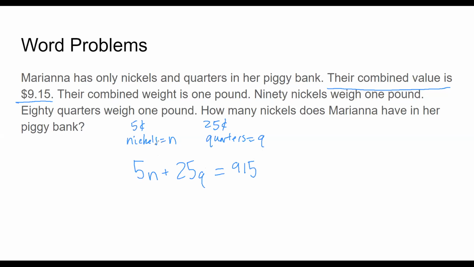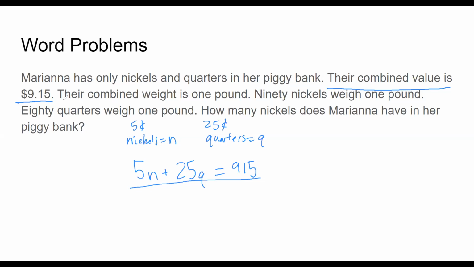Because we defined n as the number of nickels and q as the number of quarters, the total amount of money, which is 915, would be 5 cents for every nickel plus 25 cents for every quarter. And this adds up to $9.15, which is 915 cents. So that's our first equation.